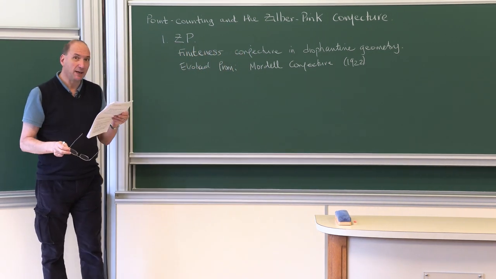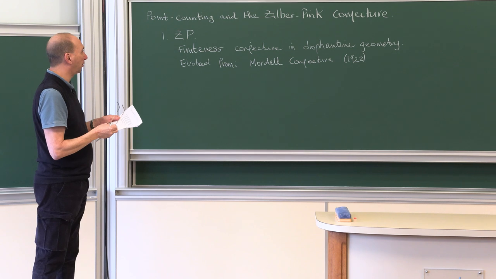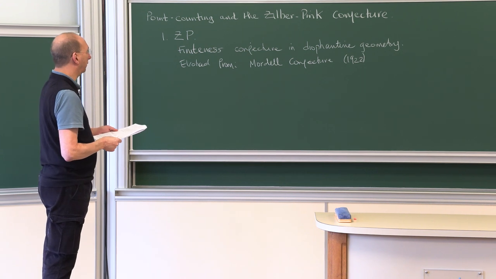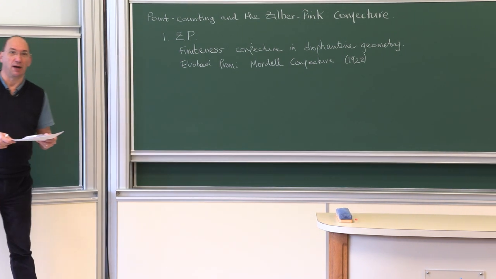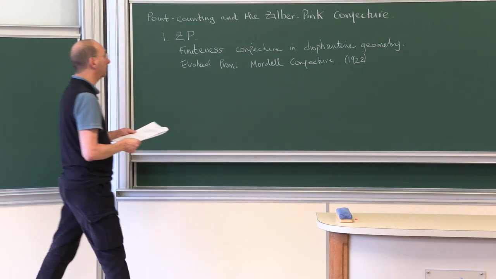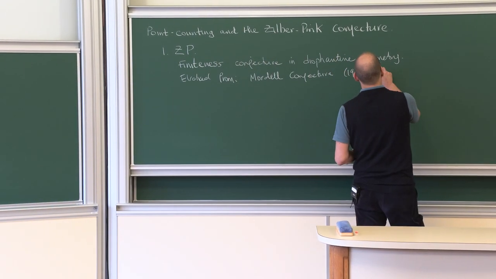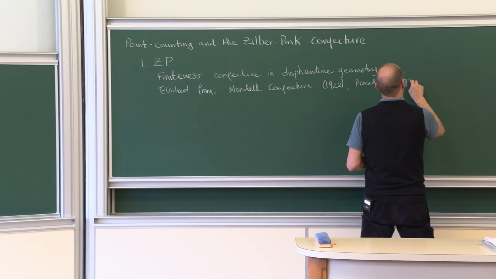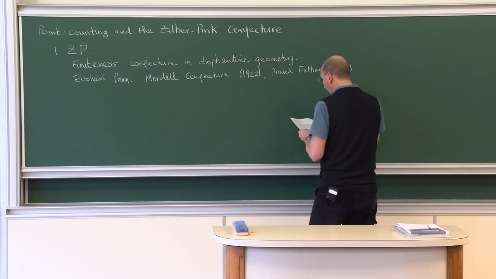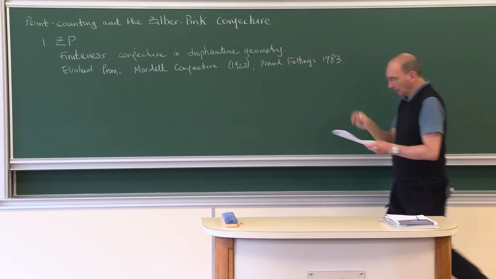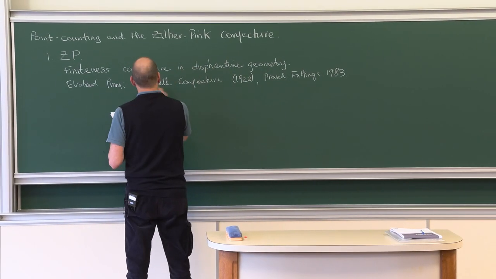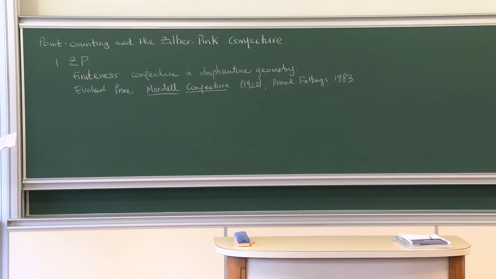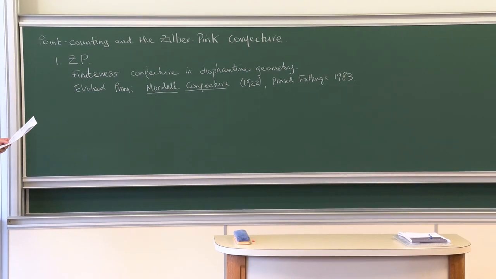Which was the finiteness of rational points on a smooth curve of genus at least two. So, for example, any smooth plane quartic or higher degree curve fits that description. And it was proved by Faltings in 1983. However, in the meantime, it evolved mainly in the hands of Lang to something called the Mordell-Lang conjecture.